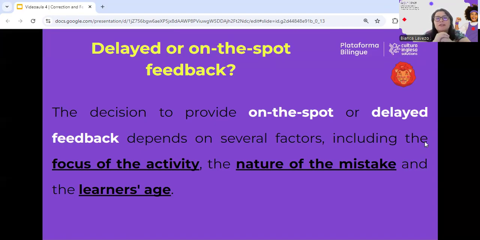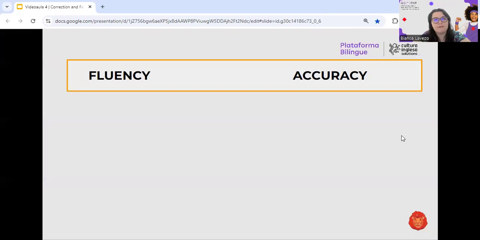When we think of the focus of the activity, what comes to your mind? If you're thinking of anything like, oh, if it's grammar or if it's pronunciation, if I'm talking about reading, writing, anything like that, that is not really the idea here. When we think of the focus of the activity, we're thinking of two words, either fluency or accuracy. Every activity that we propose in the classroom is either fluency oriented or accuracy oriented.